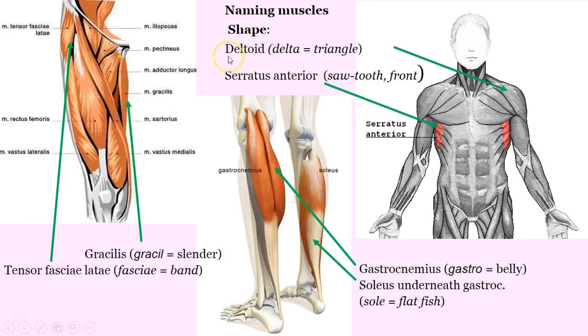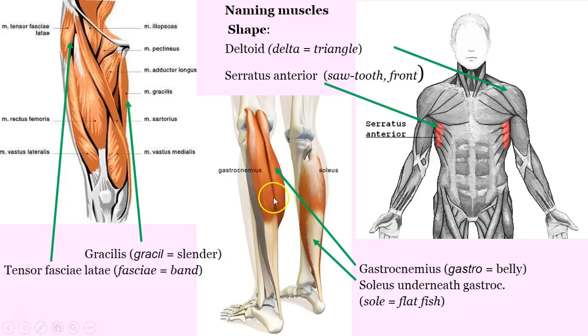Shape. We looked at this on Mike. If you remember, he flexed his deltoid for us, and it is a triangular shaped muscle if you look at it in the right perspective. Serratus anterior. If you ever had a serrated knife, it has a jagged edge, and this muscle does have a jagged appearance. And it's on the front, serratus anterior.